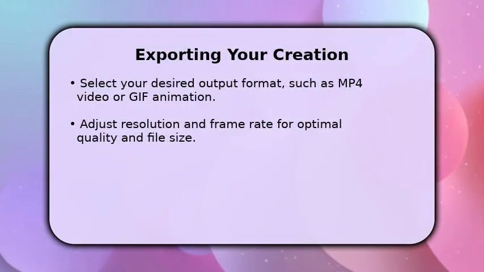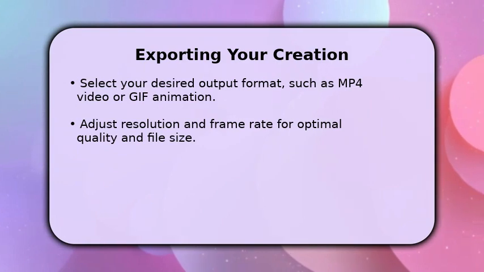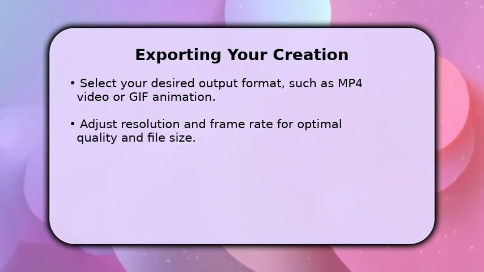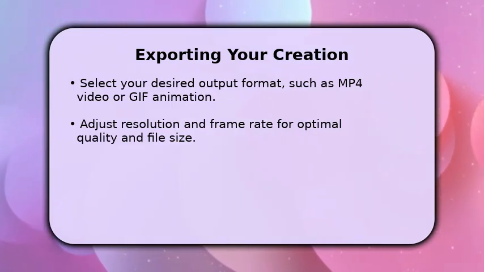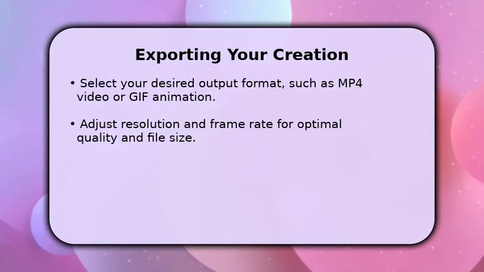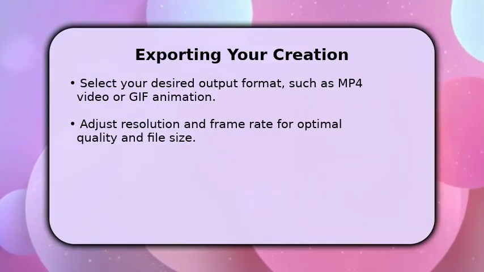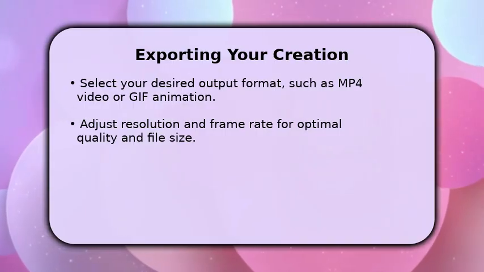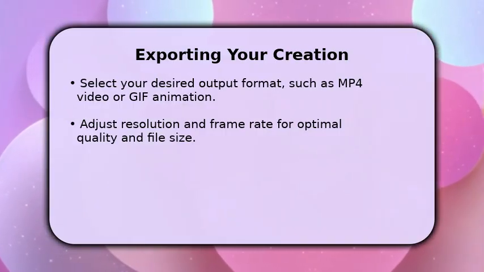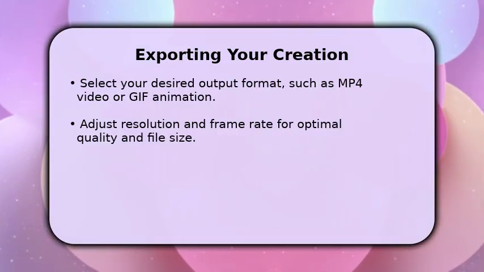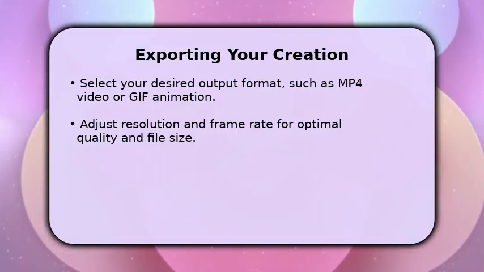Finally, it's time to share your animated masterpiece with the world. Navigate to the Export menu, usually found under the File option. Here, you can choose your preferred output format. Common choices include MP4 video or a GIF animation. Before finalizing, adjust settings like resolution, perhaps full high definition at 1092 by 1080 pixels, and frame rate, often 24 frames per second. This ensures your cartoon looks fantastic on any platform.